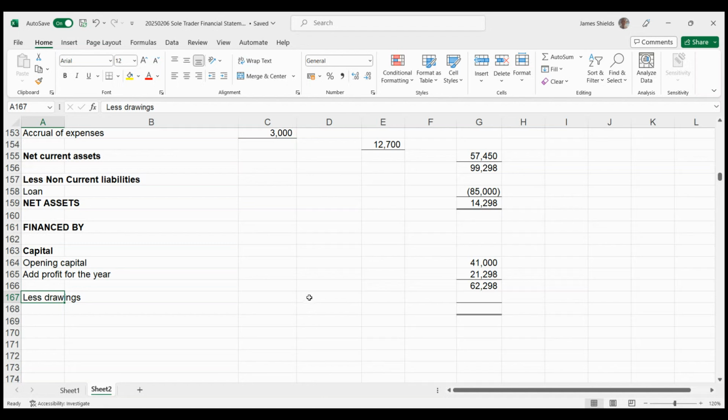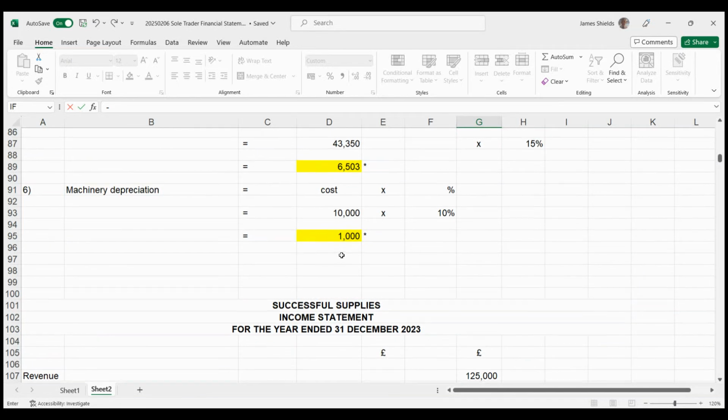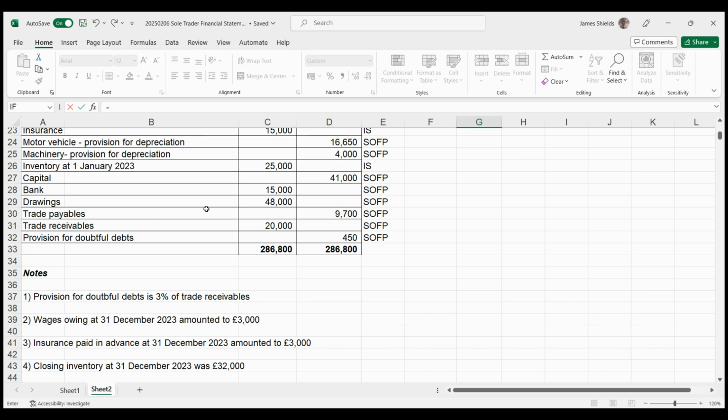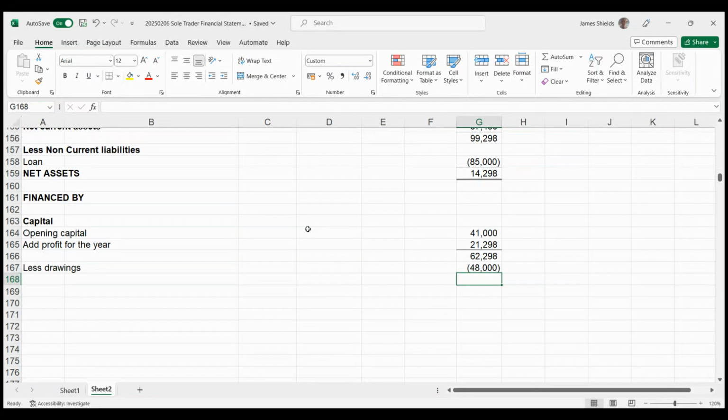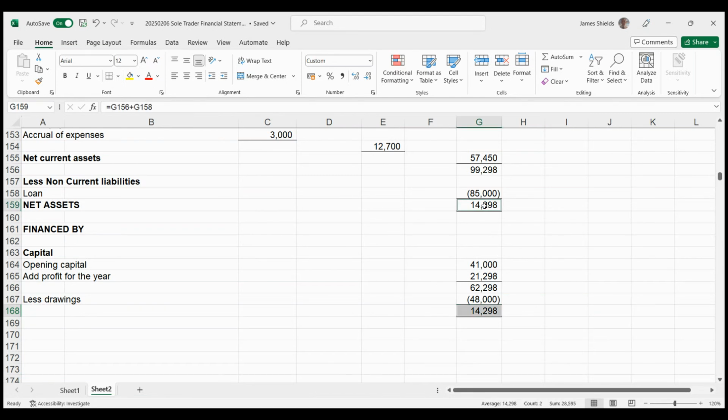I've got drawings. So I'm going to take away the drawings amount. The drawings amount in this question is purely what's on the trial balance. There's been no goods for own use calculations or adjustments, so it's purely what's in the trial balance. And drawings in the trial balance are £48,000. So now I'm going to have the £62,298, take away the £48,000 for drawings. That gives me £14,298, which is good because you need to compare that with your net assets figure. So I'll just highlight both of them. Now, both figures are the same, and that suggests that we've got our answer correct.